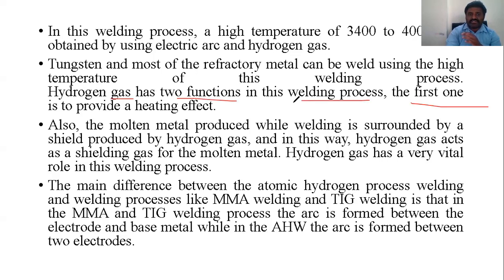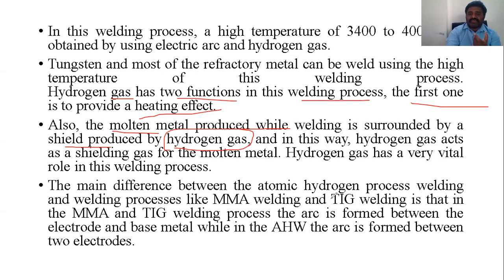The first one is providing the heating effect. After that, the molten metal produced during welding is surrounded and shielded by the hydrogen gas. This acts as protection from atmospheric contamination by oxygen or nitrogen. In this way hydrogen acts as a shielding gas here.